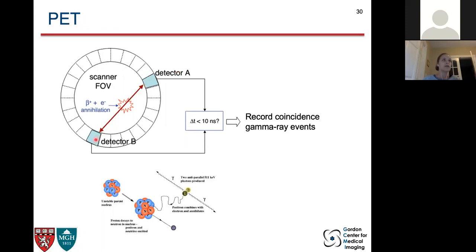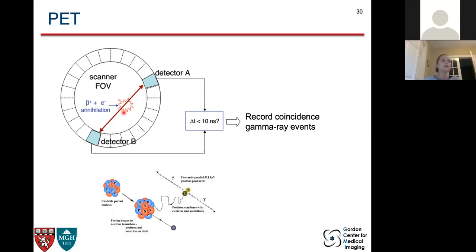So if we measure a signal in one detector and also in another detector, if this signal is measured within a very small time frame, we say that these are coincident events and they correspond to the same positron decay. So we record these coincidence pairs, and then we know that the event took place along the line connecting these two detectors. So for PET, we don't need a collimator to know the direction that the gamma came from, but we use this type of electronic collimation instead of the physical collimation that we used in SPECT.